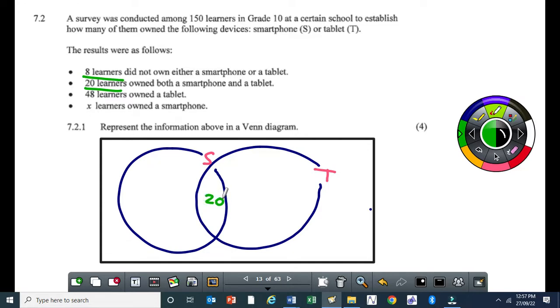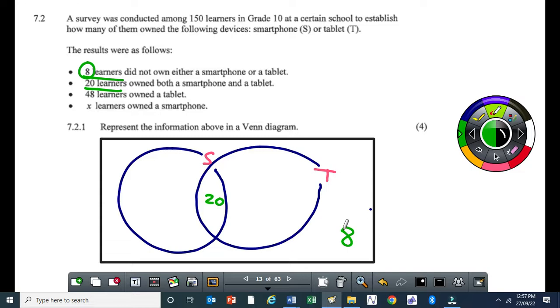Then, sometimes you might also realize that there are some elements that might not belong to any of the two events. So in this question, we have 8 learners, those 8 there. They don't have a smartphone, they don't have a tablet. So we put those 8 outside. Are we following? So put those 8 outside.